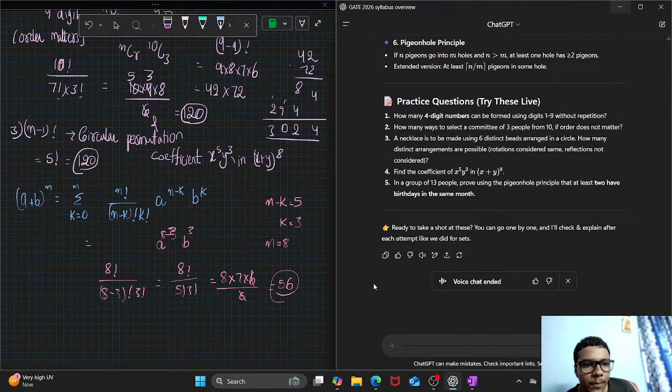So I have solved the problems and the first thing came to be 3024 after solving a simple permutation. And for the second one I got 120 and for the circular permutation I got 120 as well. And for the coefficient problem I got 56.